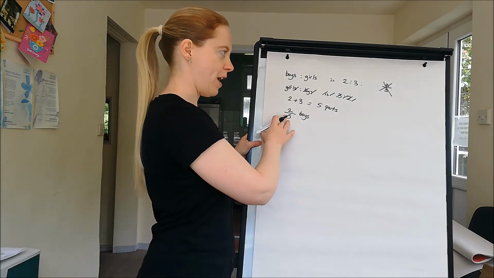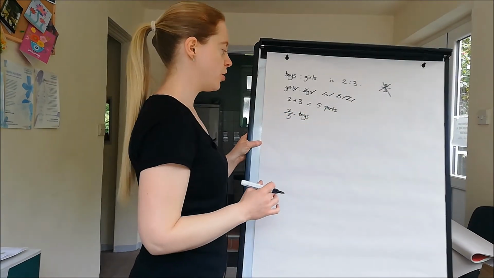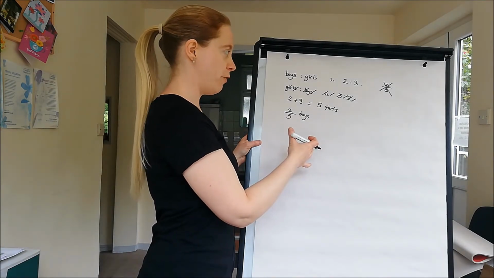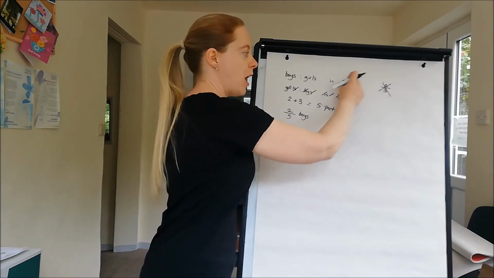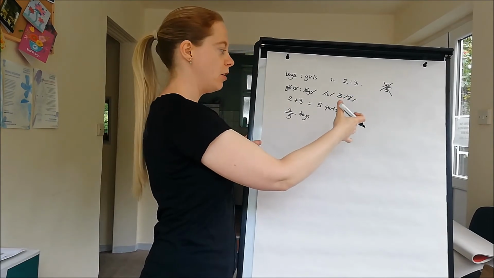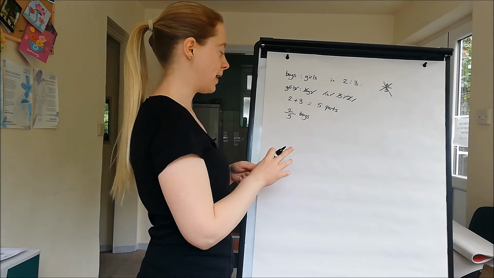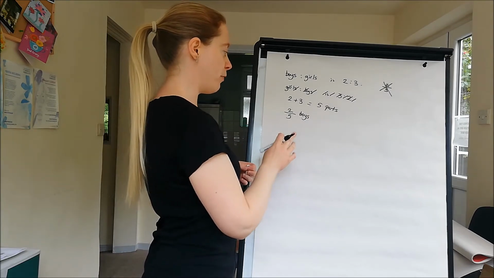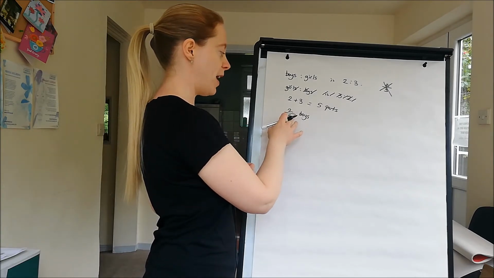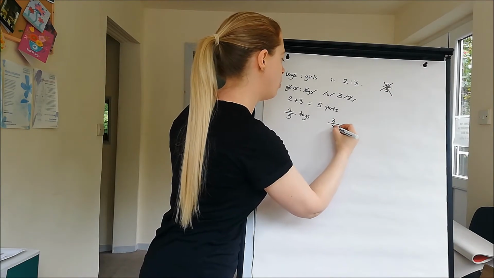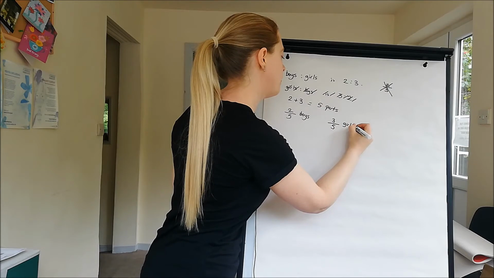So 2/5, not 2/3. So if you're asked what fraction of a group, you first of all have to think, well, how many parts have I got all together? And how many of those parts are the thing that they're specifically asking about? So the fraction of boys would be 2/5. That would mean that the fraction of girls would be 3/5.